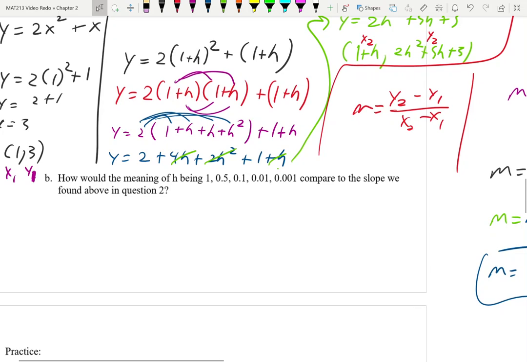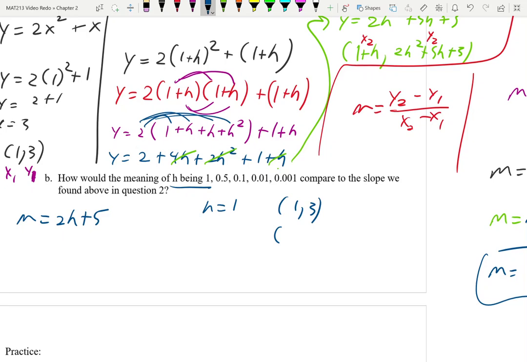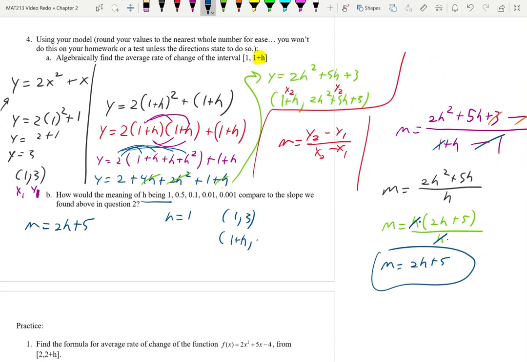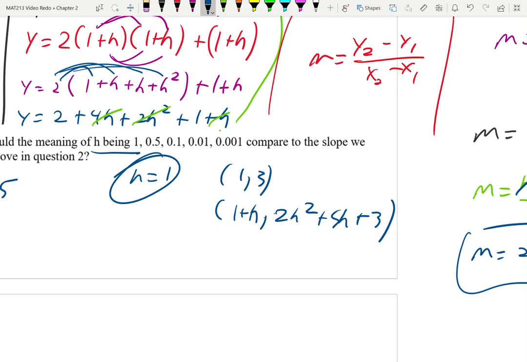So what would it mean? For part B here, if I know the slope is equal to 2h plus 5, what would it mean if h was 1? If h equaled 1? Well, go back to the original points. We were going from the point 1, 3, and then the other point was 1 plus h to whatever that horribleness was. What was that horribleness? 2h squared plus 5h plus 3. So what would it mean if I just let h equal 1? Well, then I would sub it in.